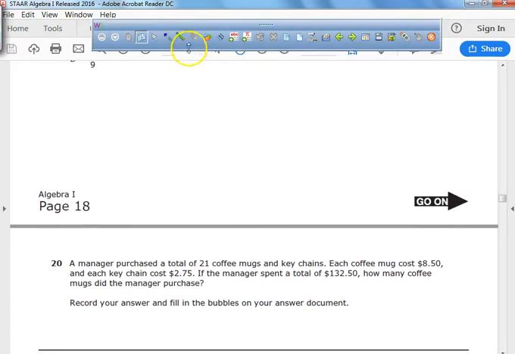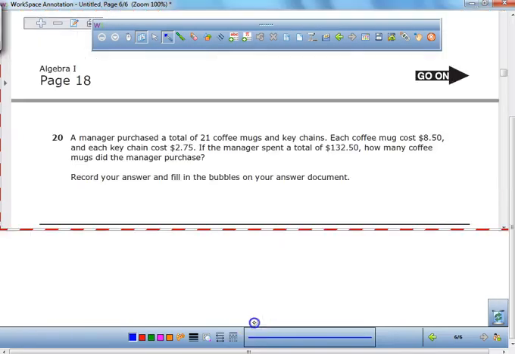Alright, number 20. It says a manager purchased a total of 21 coffee mugs and keychains. Each coffee mug cost $8.50 and each keychain cost $2.75. If the manager spent a total of $132.50, how many coffee mugs did the manager purchase?